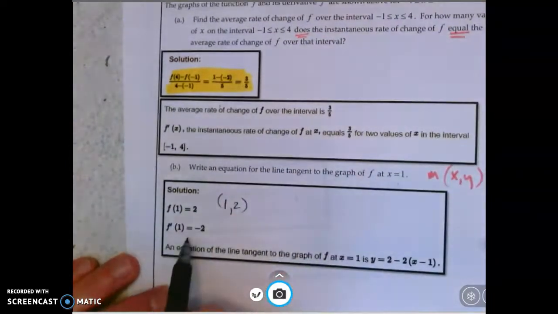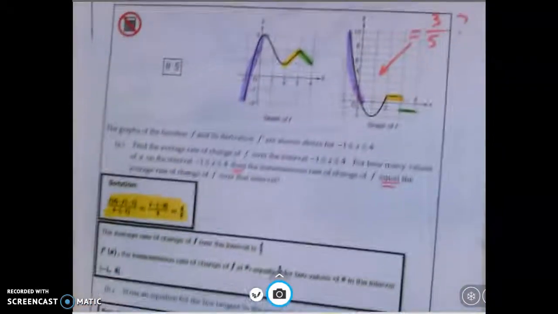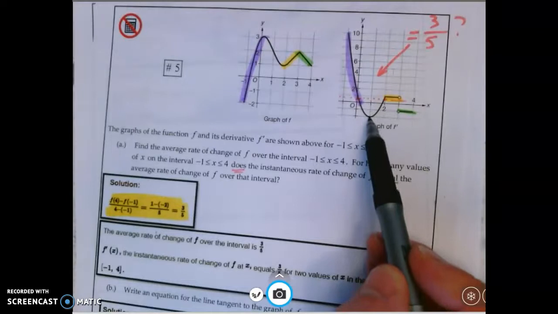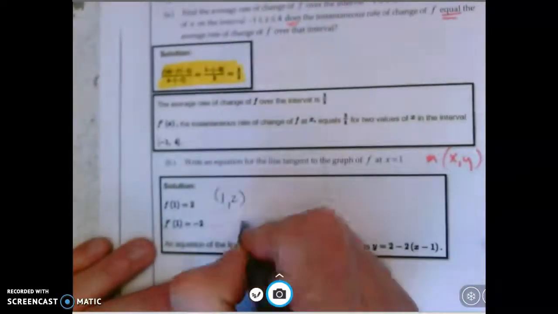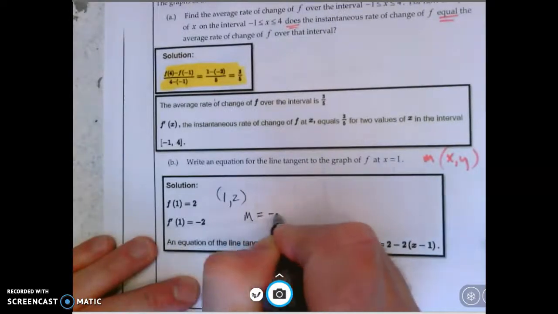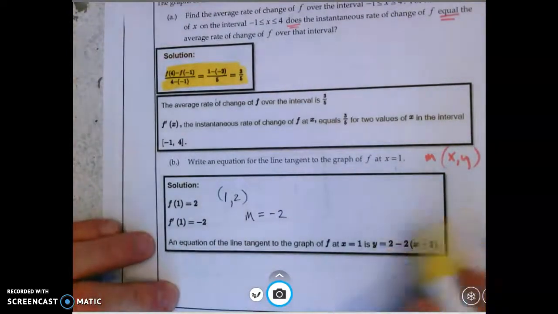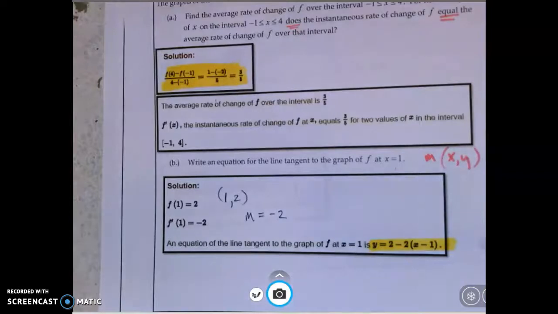And f prime of 1 equals -2. Again, I go up to my curve, and I look at x equals 1, and this equals -2. That means the slope is -2 at 1. And the equation of the line is simply point slope right there. So that's my problem.